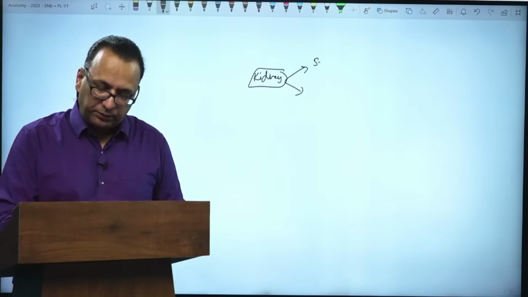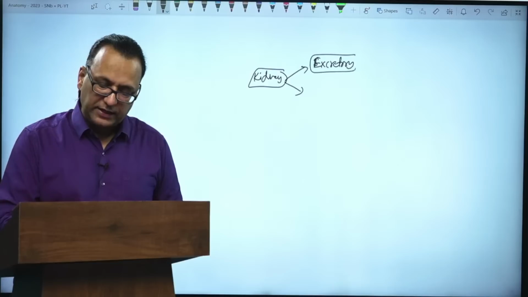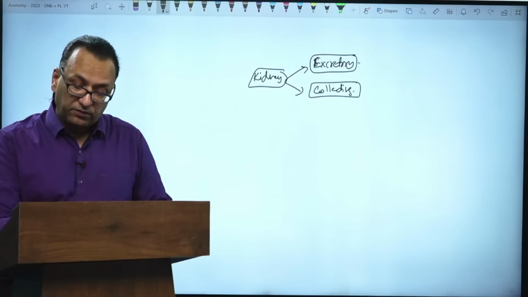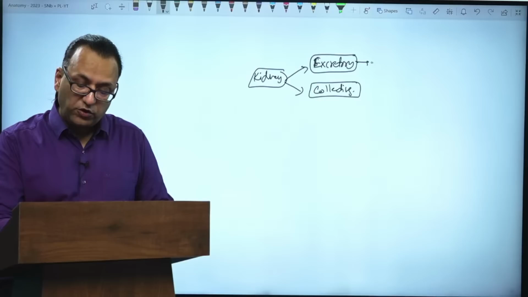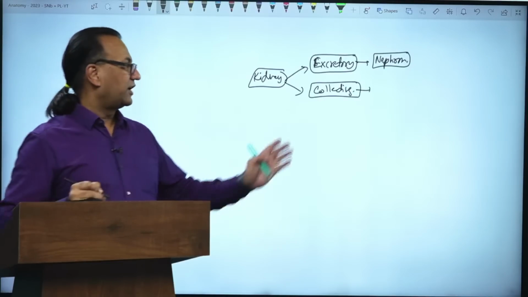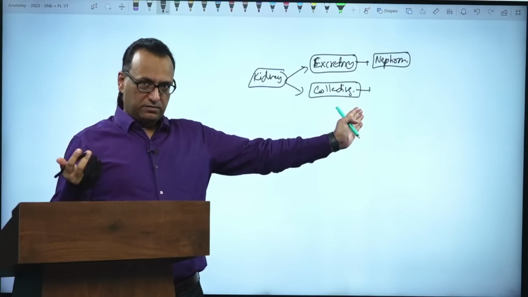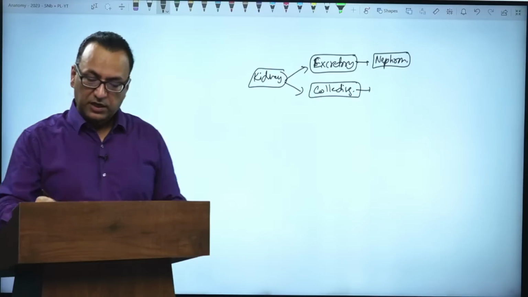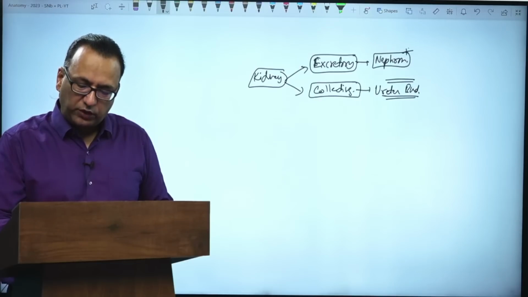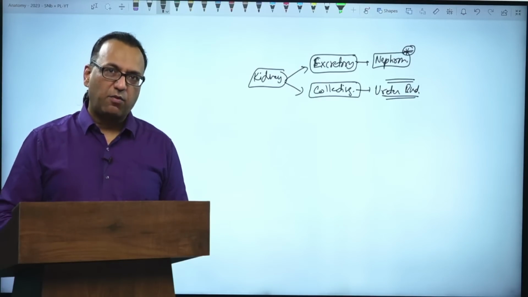There will be one portion which is excretory, the one which will form urine, and then once the urine is formed there will be a collecting system. So in the excretory system which will form urine, you will have the nephron, and then there will be a collecting system which will have the ureter, like it comes from the ureteric bud. Because it is coming from the ureteric bud, it will form ureter to collect the urine. But our focus is on nephron at the moment.